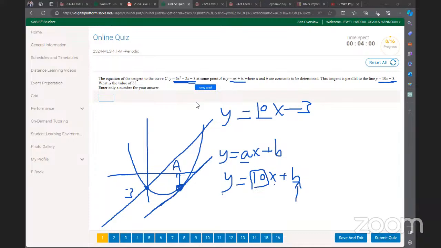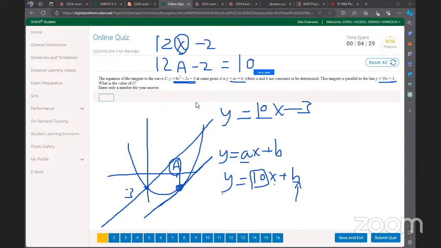So 6x squared will be 12x minus 2. That's it. This is the differentiation. And when you substitute x by a number, you will get the slope of the tangent to this curve. But we don't know what x will be, so I replace x by a. 12a minus 2. So it will be equal to what? It will be equal to 10.